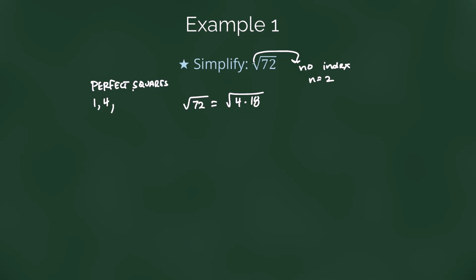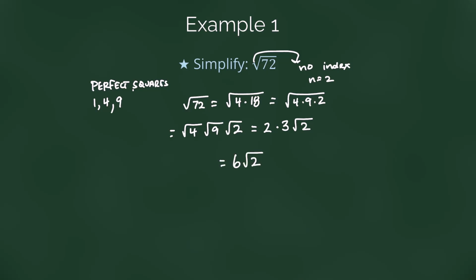Okay, now 18 also has a perfect square that divides it because the next one in our list is 9, so we can write this as the square root of 4 times 9 times 2. The product rule tells us we can then split that into 3 different square roots. 2 is not a perfect square, and there's no perfect squares that divide it other than 1, which again, not particularly helpful. So now that we have it written this way, we can take the square root of each of these. The square root of 4 is 2 because it's a perfect square. The square root of 9 is 3. The square root of 2 just stays as the square root of 2. And so our final answer is 2 times 3 is 6. We have 6 square roots of 2.